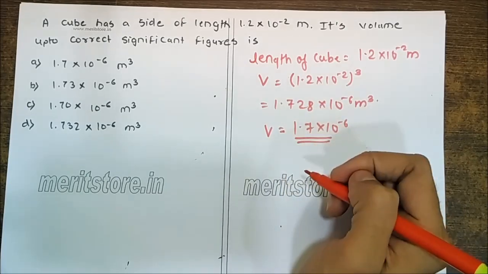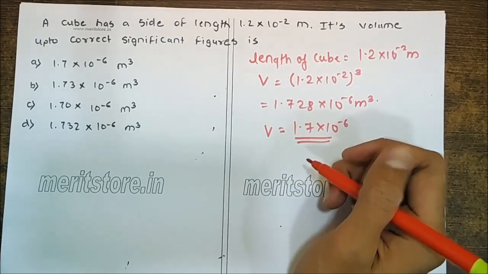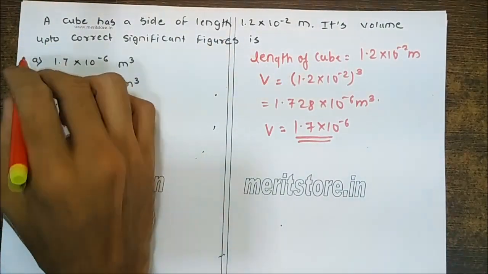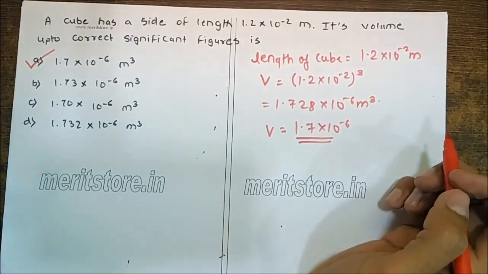We can round these to two significant figures, so 1.7 into 10 raised to minus 6 meter cube can be the answer. So the correct option is A, 1.7 into 10 to the power minus 6.